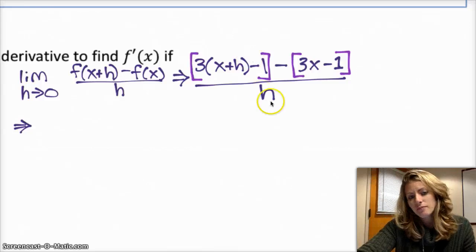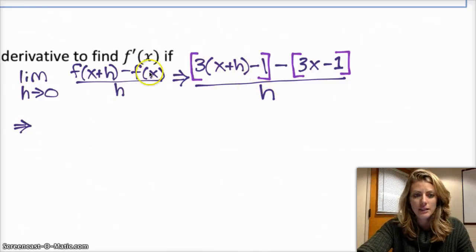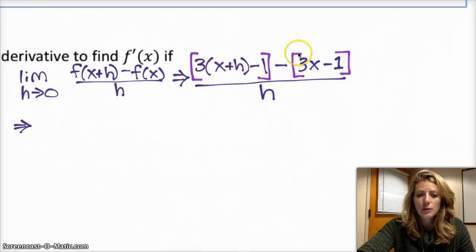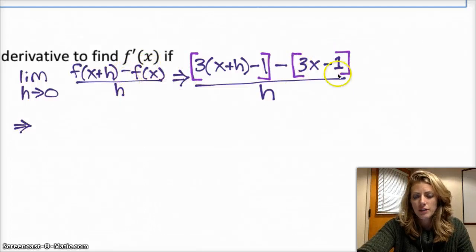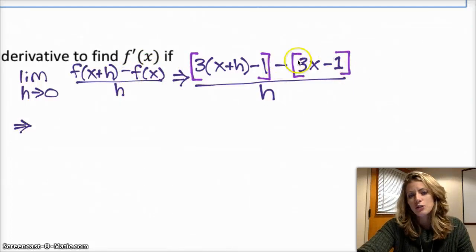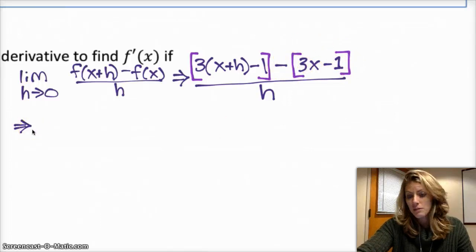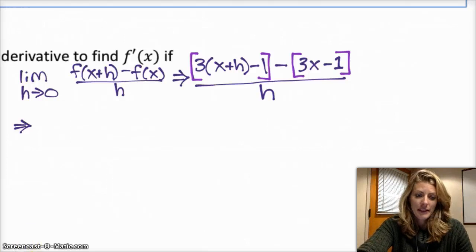So basically at this point we want to distribute the 3 and then be careful of your negatives, so this should be minus the entire function f of x. I grouped the function f of x here because you should distribute the negative to both terms. Then you just simplify, and at some point you should be able to cancel an h out so you're not dividing by 0 anymore, and that'll be easy.